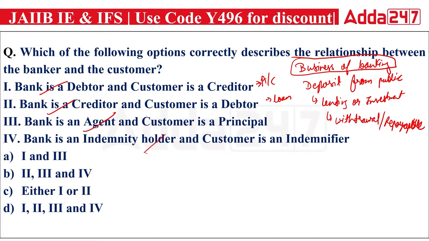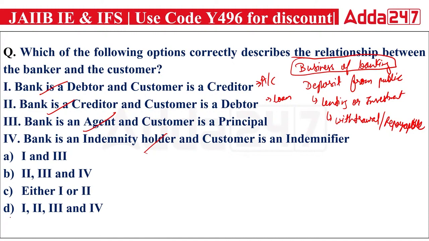This is also correct. This happens when any document has been misplaced. Say I have misplaced my fixed deposit receipt, for example. So I can go and ask the bank to issue a duplicate demand draft or fixed deposit receipt. At the time of issuing the duplicate document, the bank asks us for an indemnity, in which it says that whatever loss happens in the future because of this duplicate document, the bank is not liable to pay for that. That loss has to be borne by the customer only. That's the indemnity bond. In that situation, the bank is the indemnity holder and the customer is indemnified.